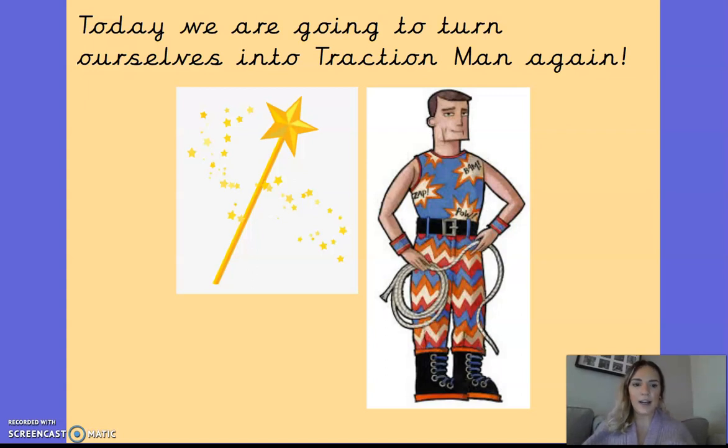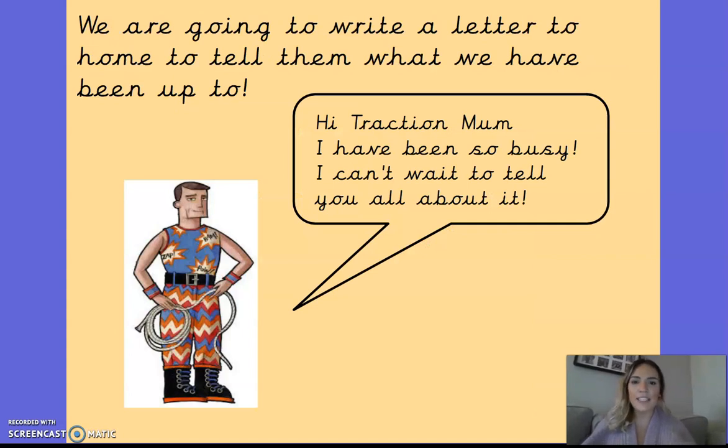Today we are going to turn ourselves into Traction Man again. So magic wands at the ready. Abracadabra, zoom. You are now Traction Man. And the reason that you are now Traction Man is because you're going to write a letter home to tell them what we have been up to. We've had a lot of adventures. Traction Man has been up to lots of stuff, but he hasn't seen his family for a while. So he wants to write a letter home to tell them what he has been doing. So here in his speech bubble it says, "Hi Traction Mum, I have been so busy, I can't wait to tell you all about it."